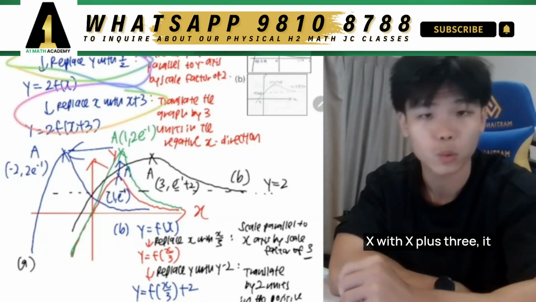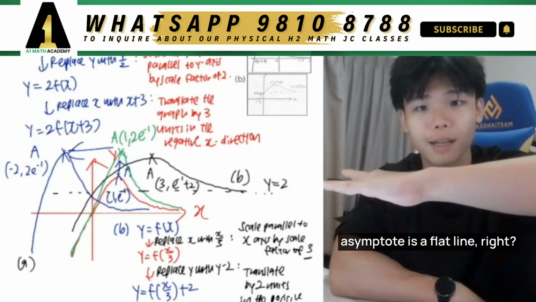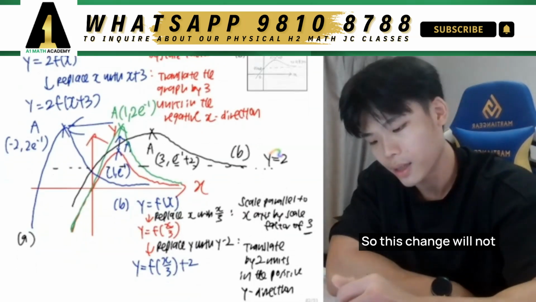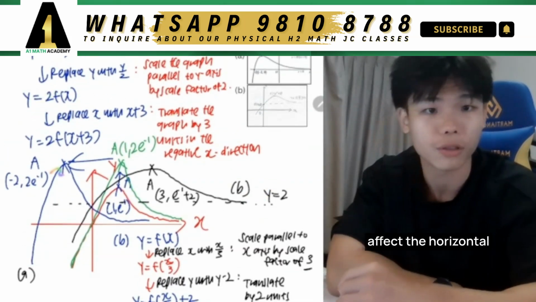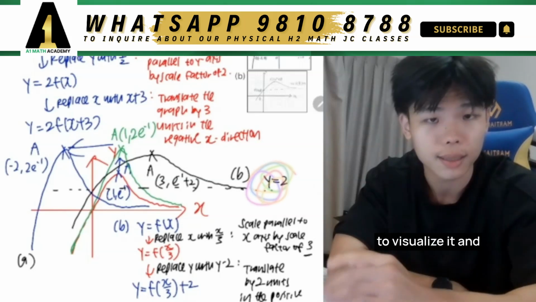Then when you replace x with x plus 3, it also does not affect the horizontal asymptote, because the horizontal asymptote is a flat line, right? A flat line, you move front, you move back, is still a flat line after all. So this change would not affect the horizontal asymptote for part A, but for part B, it does affect it. That's why we need to visualize it and actually draw it out.